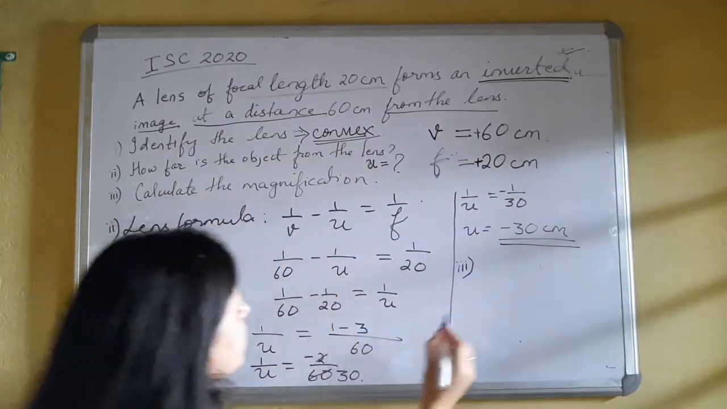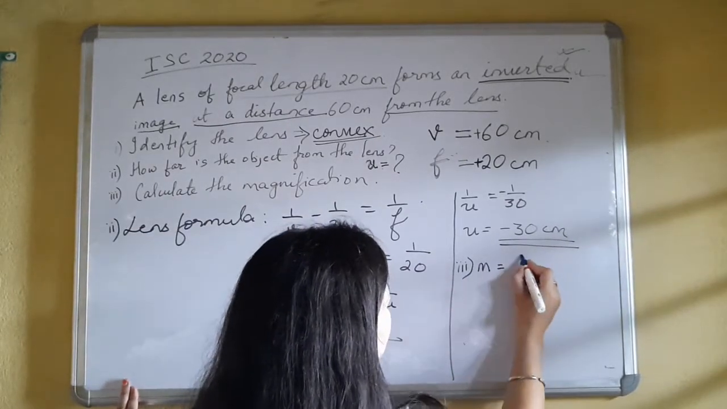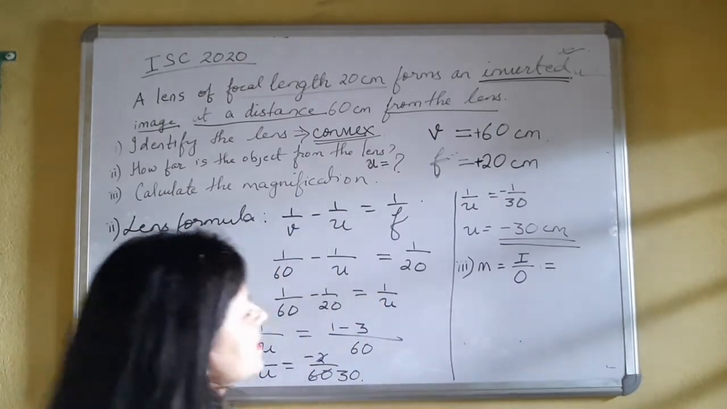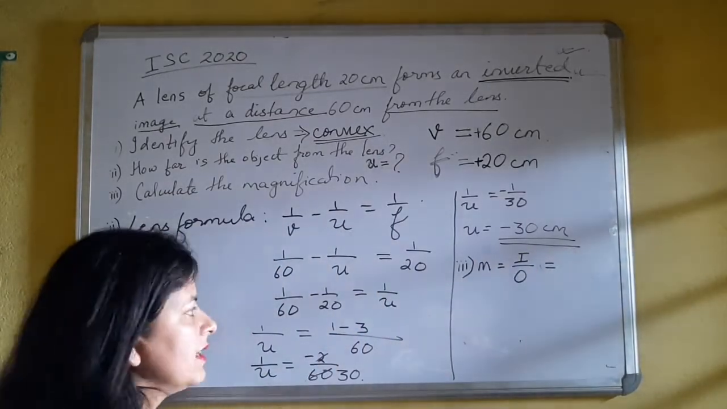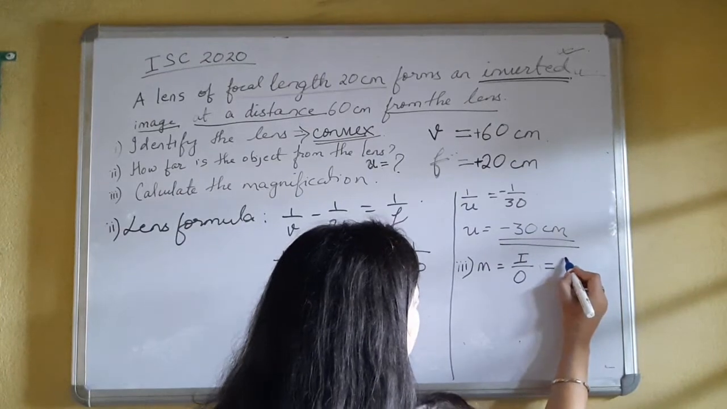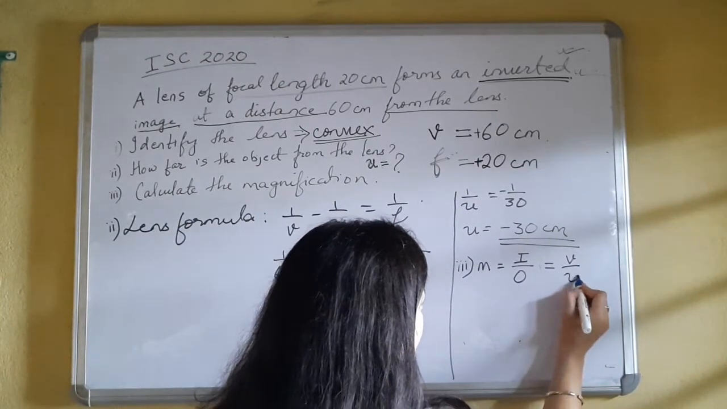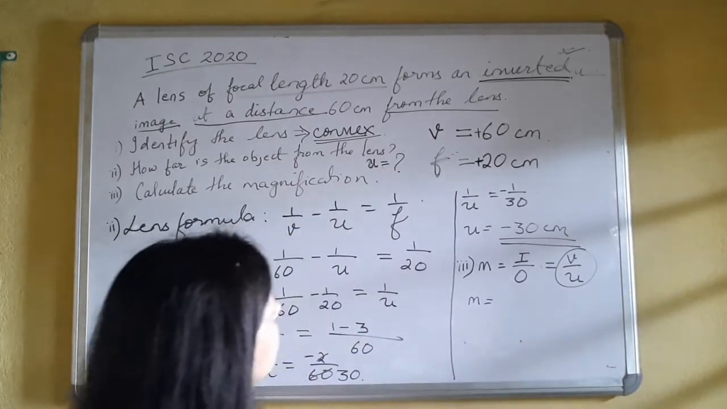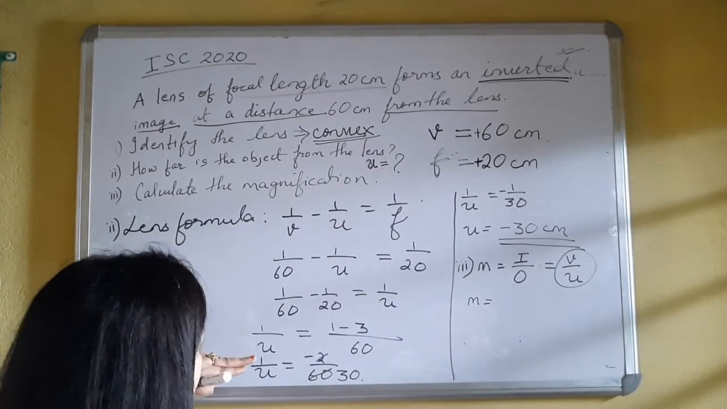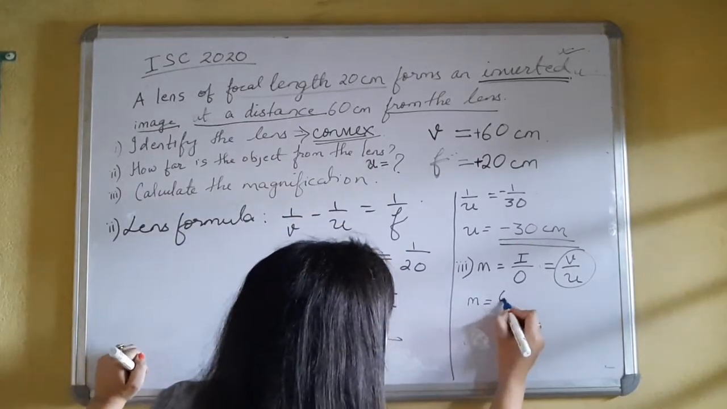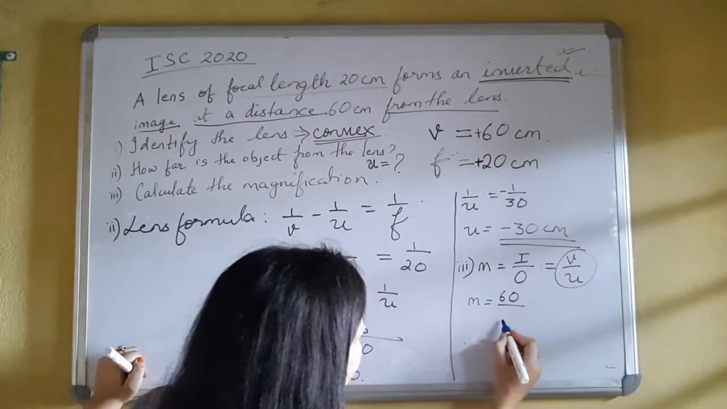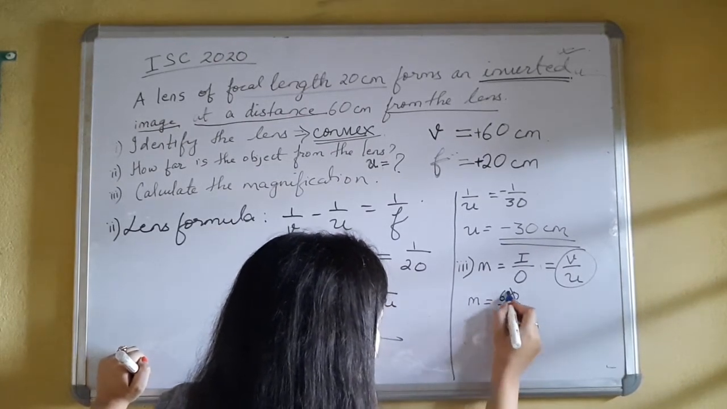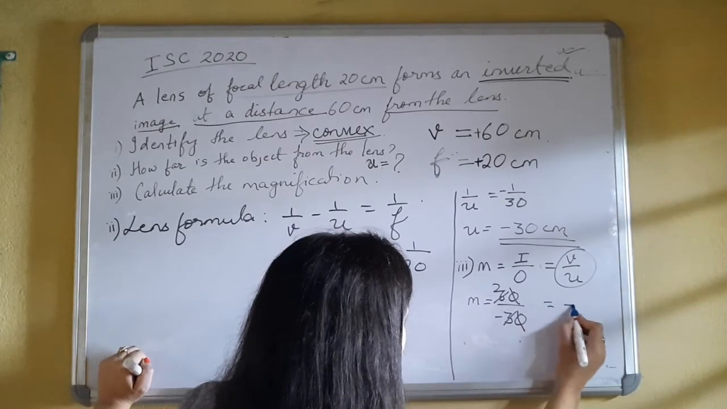Find the magnification. Now magnification, there are two formula: the size of the image by the size of the object, or because the size of the image and object are not given here, you can use the other formula, v divided by u. Okay, so I will be using this formula to find m. M is equal to v, which is plus 60, u is, don't forget to put the sign, minus 30. Cancel it, you will be getting m is equal to minus 2.